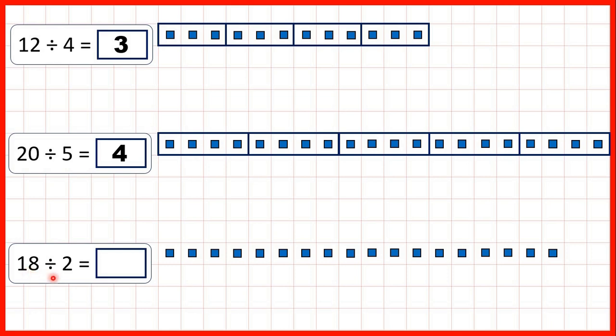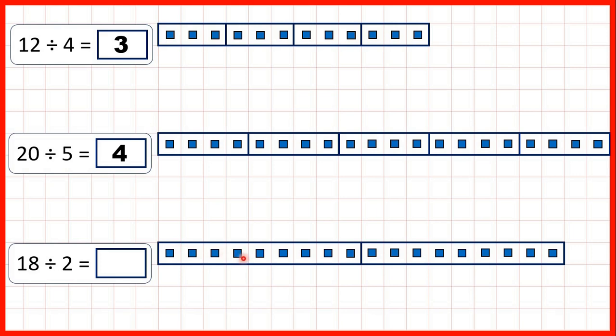Now, 18 divided by 2. So if we make 2 groups from 18 counters, how many will we have in each of our groups? Well, we'll have 9 counters in each group, so our answer is 9. And notice, division is the opposite to multiplication. So 3 times 4 is 12, 4 times 5 is 20, and 9 times 2 is 18.